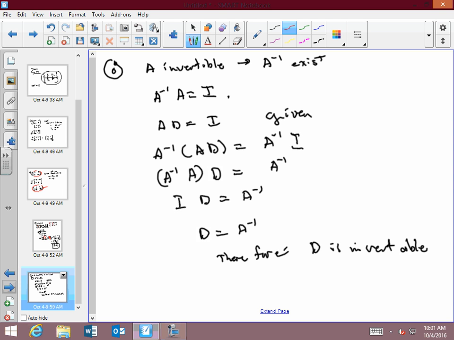So that's using matrix algebra to show that D equals A inverse, and D is therefore invertible. All right, 10. It says a product of invertible n by n matrices is invertible, and the inverse of the product is the product of their inverses in the same order.